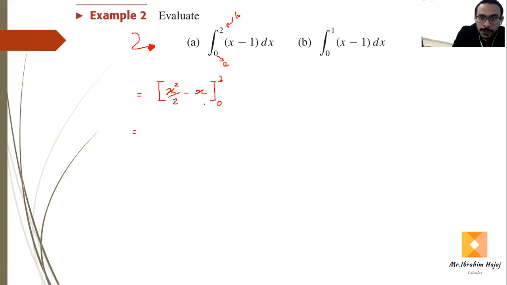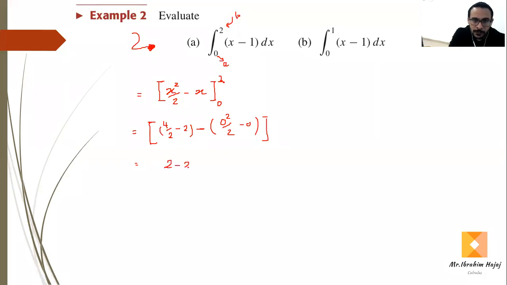Start by plugging in 2 first instead of x. So we have 4 over 2 minus 2. Then plug in 0, and minus always. 0 minus 0 squared over 2 minus 0 becomes 0. So your answer here is 0 minus 0. Yes, 2 minus 2, which is 0. 0 minus 0 is 0. Do you have an area that is 0, guys?